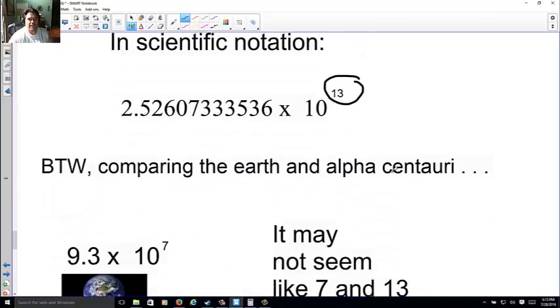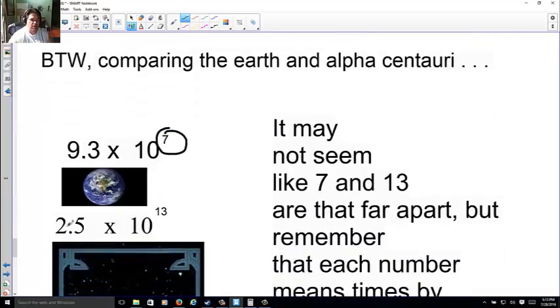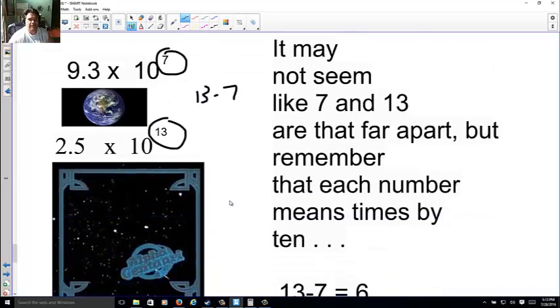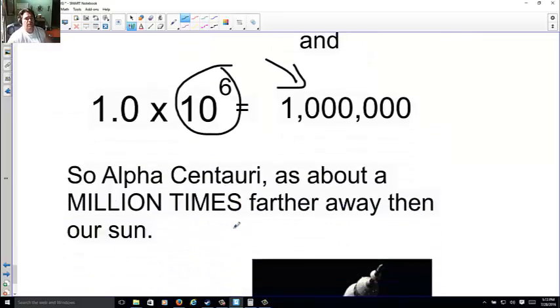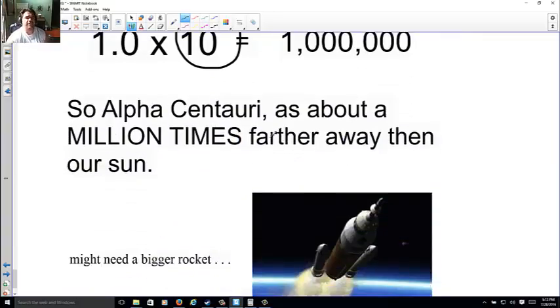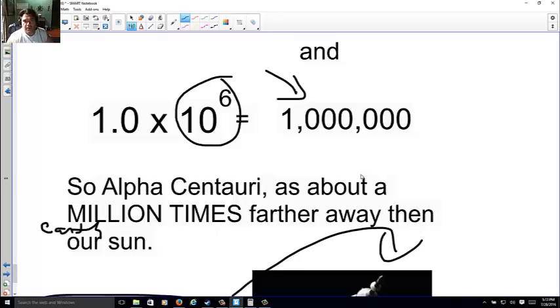By the way, comparing the Earth and Alpha Centauri, if Earth is 9.3 times 10 to the 7, and Alpha Centauri is 2.5 times 10 to the 13, if I took 13 minus 7, you get 10 to the 6th. 10 to the 6th is a million, and this is the gravity of what we're talking about. So Alpha Centauri is about 1,000,000 times farther away than Earth is to the Sun. So we might need a lot larger rocket to get to Alpha Centauri. So the next time someone asks you why we haven't gone to other stars yet, there lies the problem. And scientific notation helps us understand it.